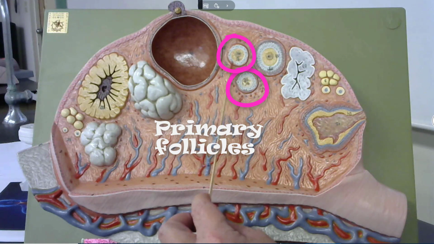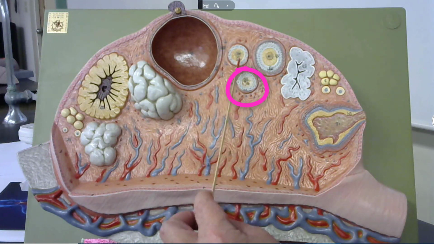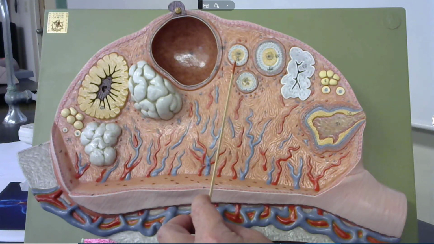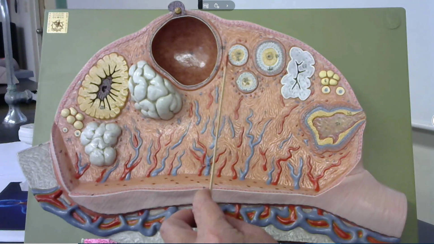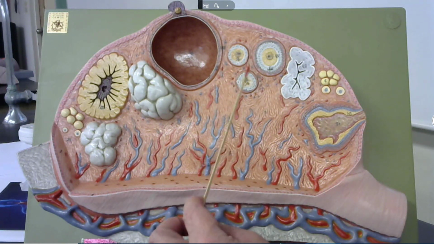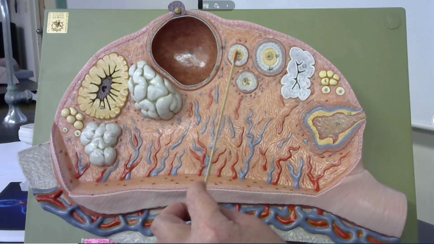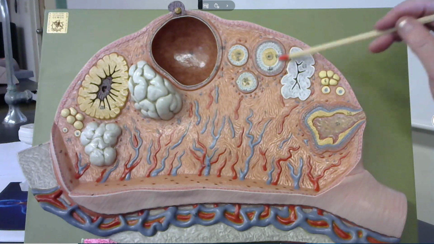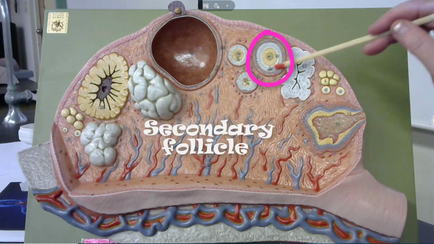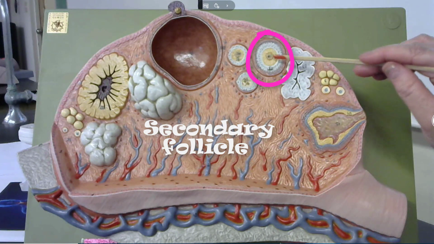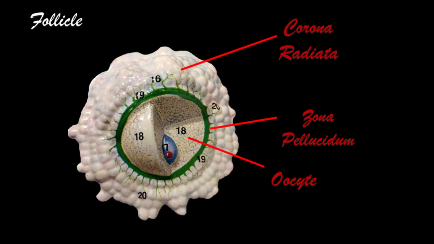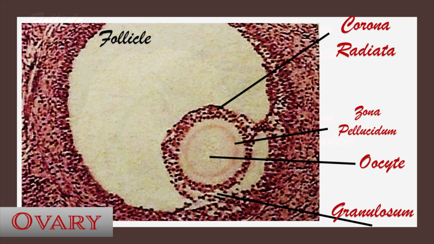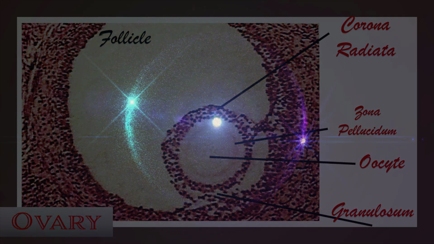Primary follicles will have two layers of follicular cells. The follicular cells of the primary follicle will continue to proliferate to form many layers surrounding the oocyte. The follicular cells will become granulosa cells. When this occurs, the follicle will be called a secondary follicle. The secondary follicles will also contain a zona pellucida. The zona pellucida is a thick glycoprotein layer that develops between the granulosa cells and the oocyte.